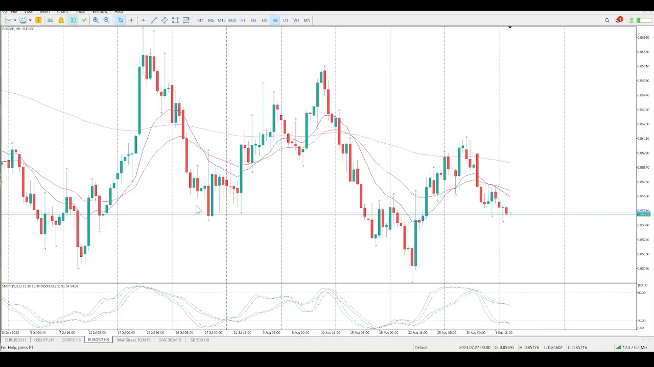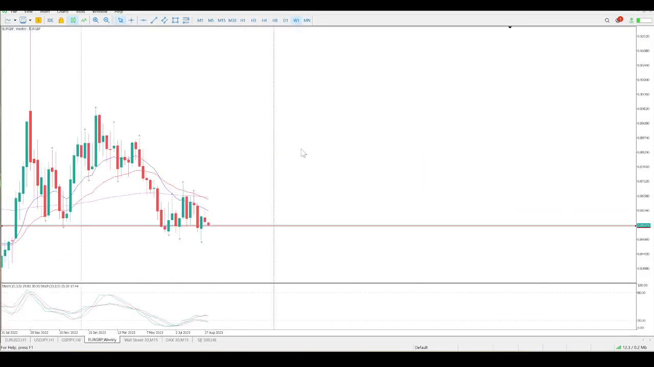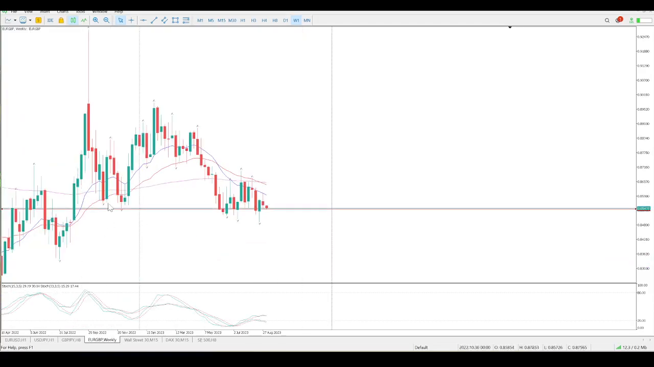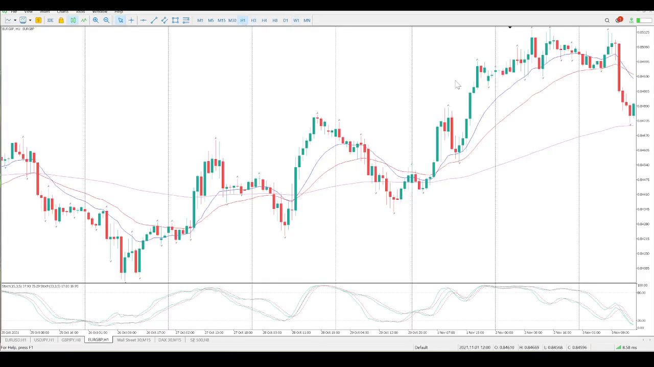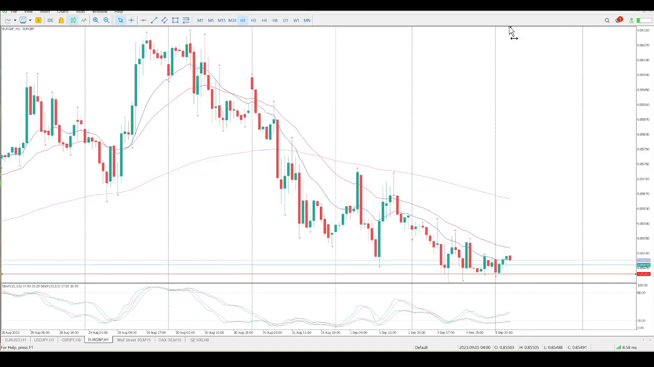Lastly, Euro British pound, and we've broken some structure to the downside here, but look at my oscillators. Oscillators are very wary, and there's a very strong level of support here as well. And if I'm not mistaken, that is a weekly level. Yeah, see, that's a weekly level of support. So definitely not looking for shorts off that, and definitely not looking to be long off it either, because the trend is down.